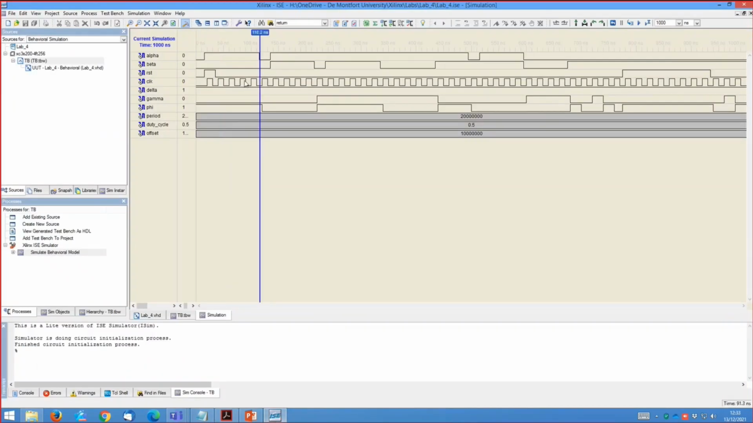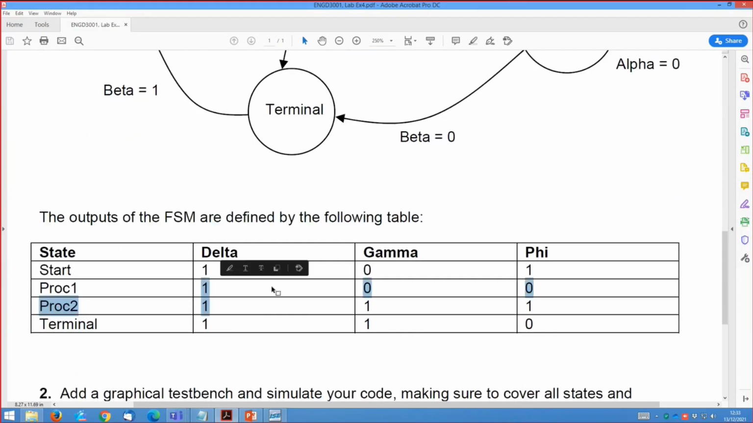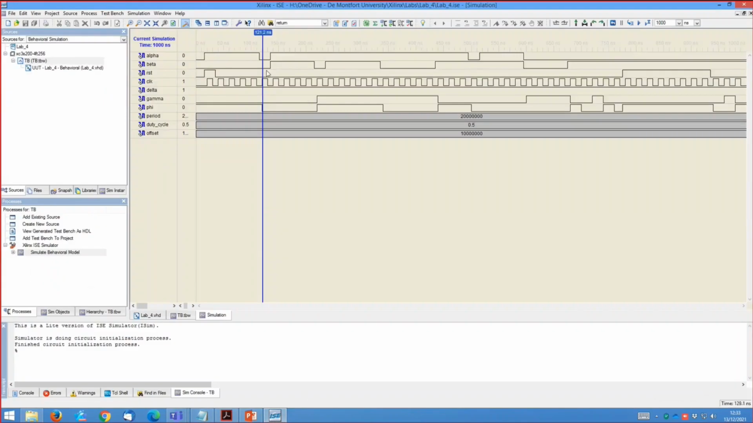Then I change alpha here, just before the clock arrives. I put it to 0. So when the next clock arrives, it will read alpha equals 0, and that will change the state from start to proc 1. The next state corresponds to proc 1, which means delta 1, gamma 0, and phi 0. So phi should change from 1 to 0, indicating that we are now in proc 1. And looking at what's happening, indeed, you can see here that phi changes when the clock arrives, from 1 to 0. So now the new combination of outputs is 1, 0, 0, which corresponds to proc 2.